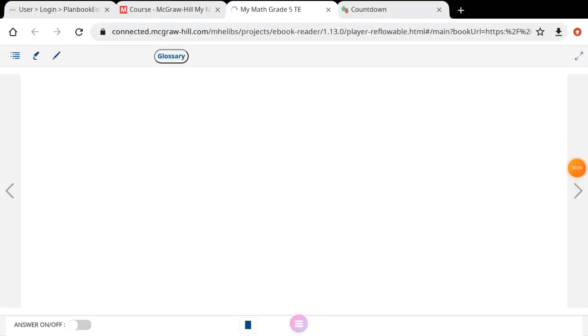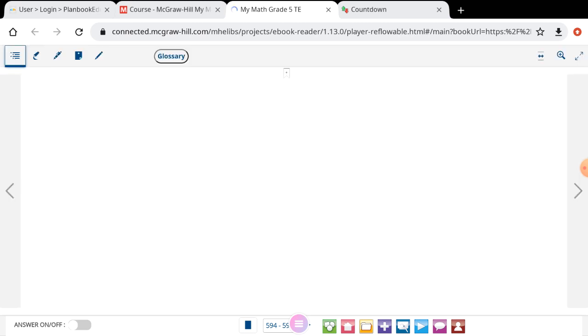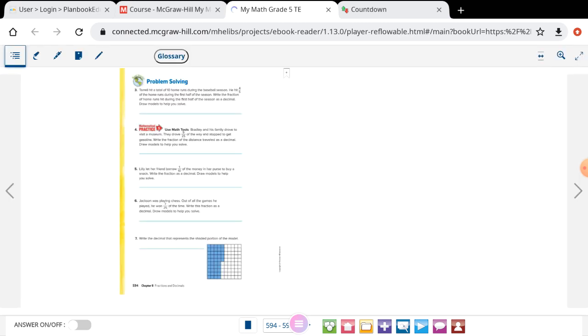Okay, so on page 597, what is it asking us to do? Page 597, what is it? I know it's on an independent practice page. What is it asking us to do? Lainey? Write each fraction as a decimal.